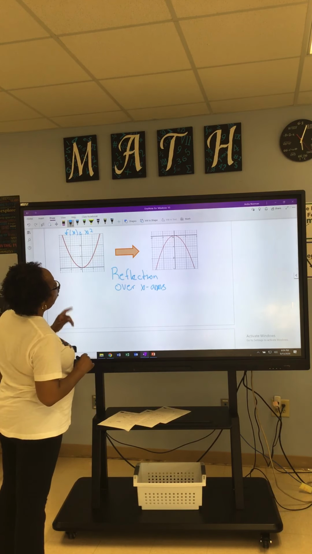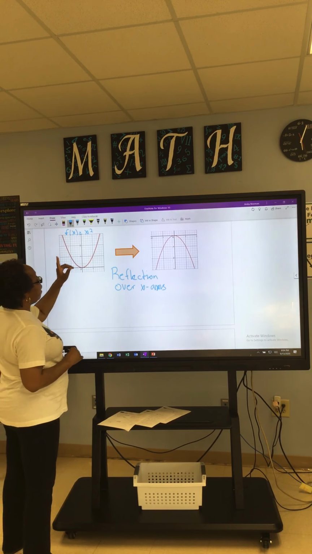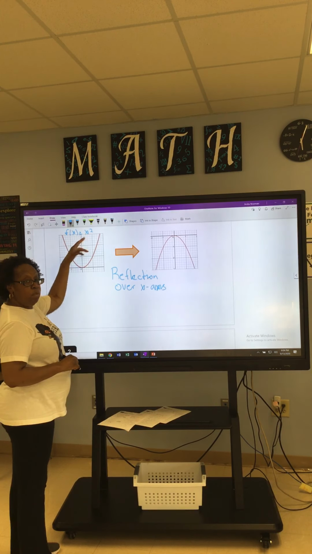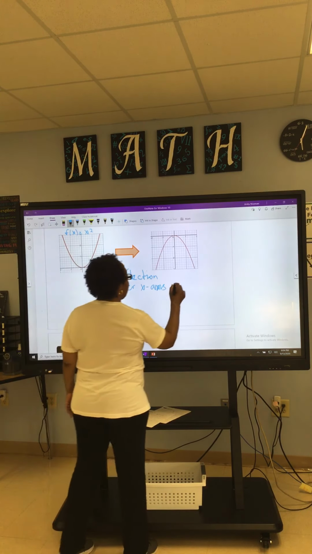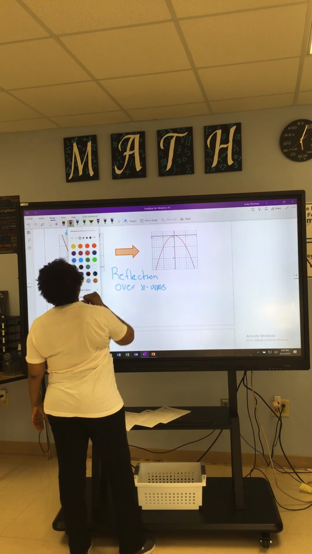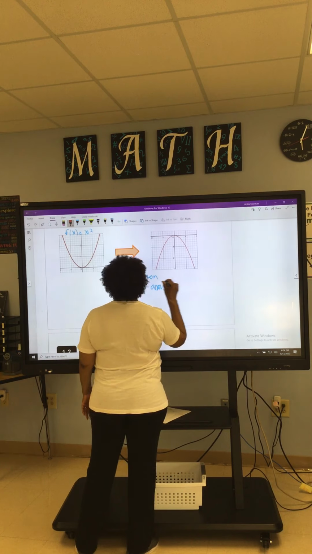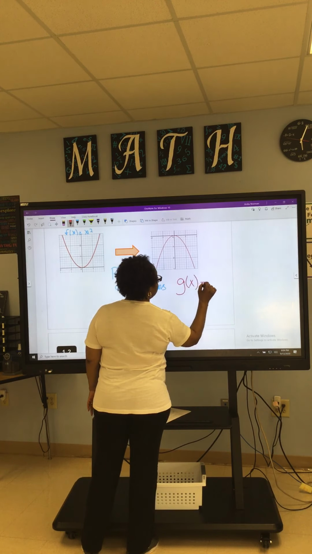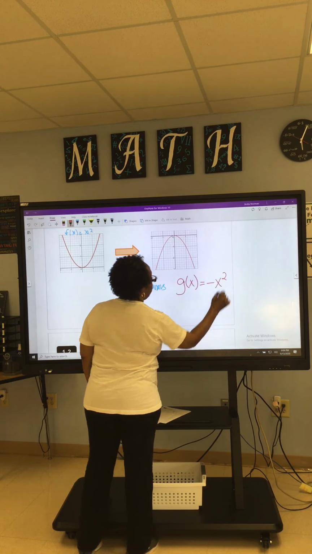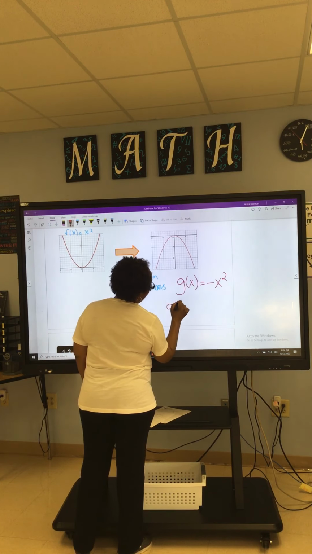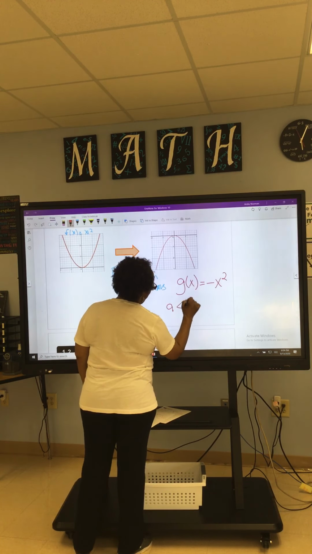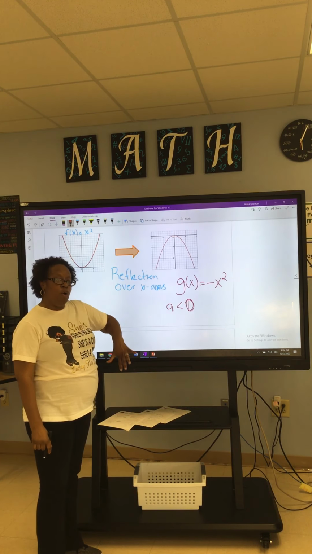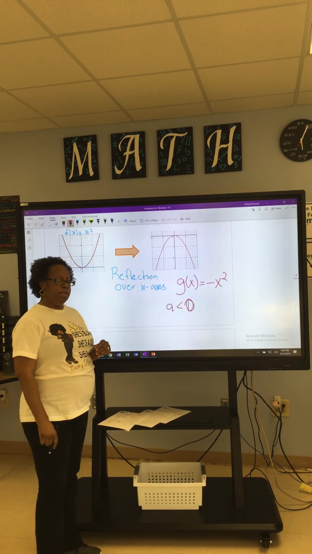Okay, so let's take a look. What's changed here is the a in front of the x. We know when there's nothing in front of it, it's understood to be 1. That's the parent function. But what happens when I write g of x equals negative x squared? When a is less than 0, the graph is going to flip down over the x-axis. It's going to reflect and go down.